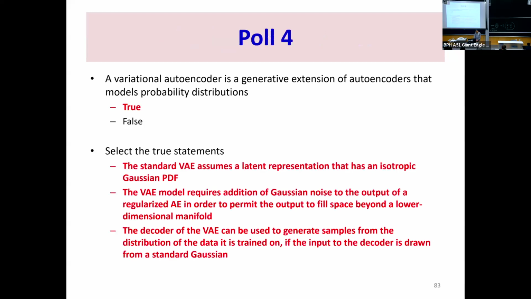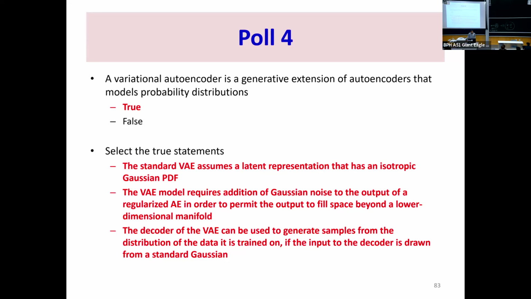So the variational autoencoder is a generative extension of autoencoders that models probability distributions. The standard variational autoencoder assumes that the latent representation of Z is an isotropic Gaussian. It requires addition of Gaussian noise to the output of the regular AE to permit the output to fill the space. Otherwise, you're going to be forcing it to lie on the manifold, right? When we actually use the model, we don't add the noise. The noise is just for training. You don't really need to, though you could.